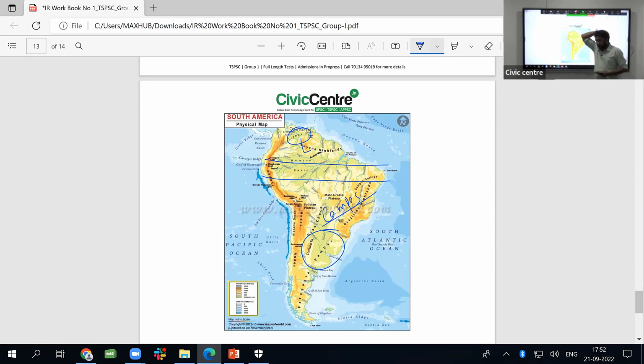Great Victoria Desert. Almost 50% of Australian land is desert. Deserts are found between 20 to 30 degree latitudes, mostly on the western side of the continent, like your Thar Desert or Rajasthan Desert. Here you can find the Victoria Desert.